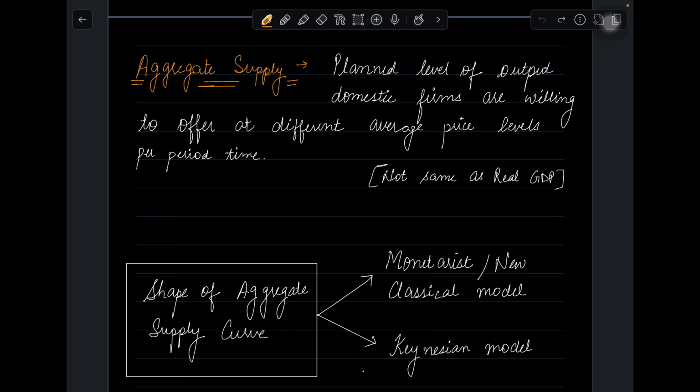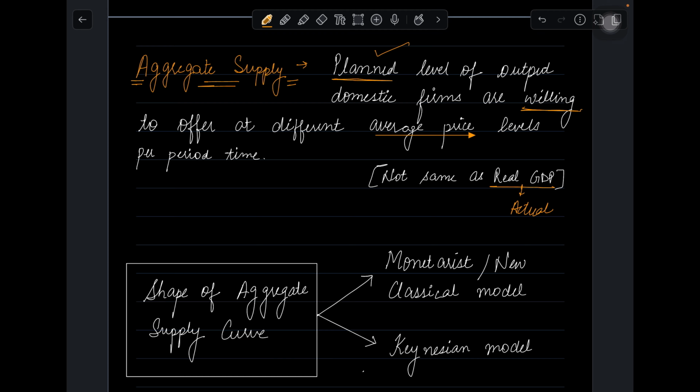Aggregate supply first of all is planned output. It is a planned level of output that domestic firms are willing and able to provide at different average price level during that period of time. It is not same as real GDP because real GDP is the actual output, whereas aggregate supply is planned.